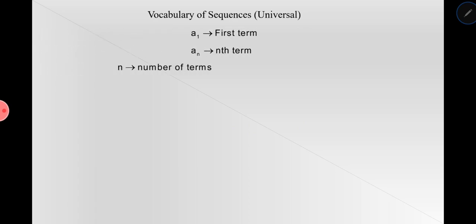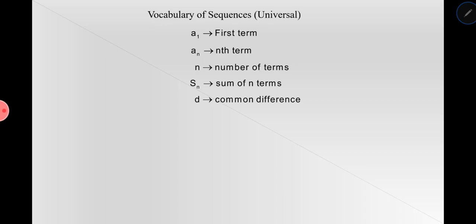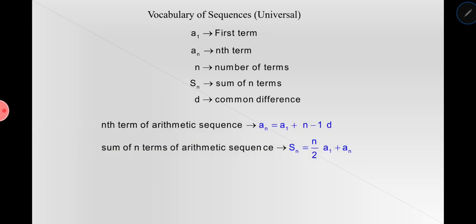So ito na nga. So we denote first term a sub 1, nth term a sub n, number of terms n, and later on we will study s sub n, which is the sum of n terms, and d the common difference. So the nth term of an arithmetic sequence is a sub n is equal to a sub 1 plus n minus 1 times d. And the sum of the terms of an arithmetic sequence, s sub n is equal to n over 2 times the quantity a sub 1 plus a sub n.